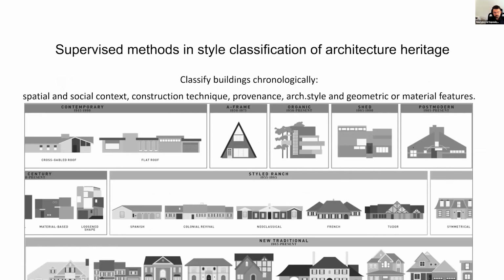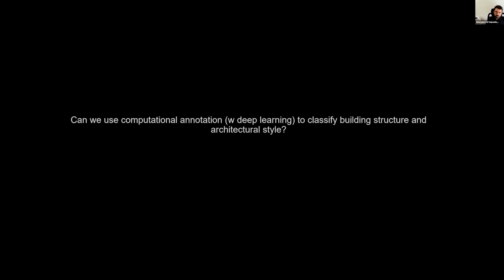Actually, there are many cases where an expert would have to visit the building on site in order to observe not only its spatial context, but also its materiality, and in order to understand the historical phases as well as its provenance. So in the project that we are presenting today, we try to explore and experiment with the potential of applying computational methods of annotation with deep learning in identifying and classifying not only the structure of a building, but also its architectural style.